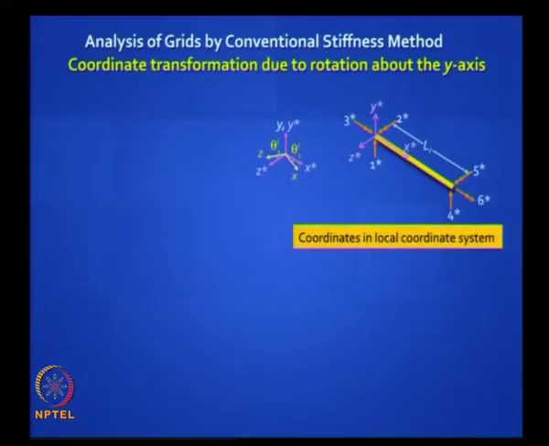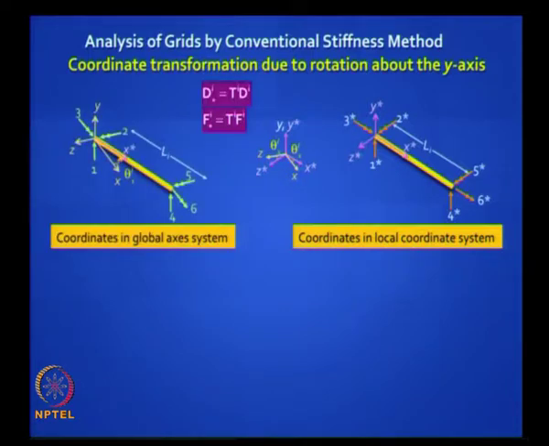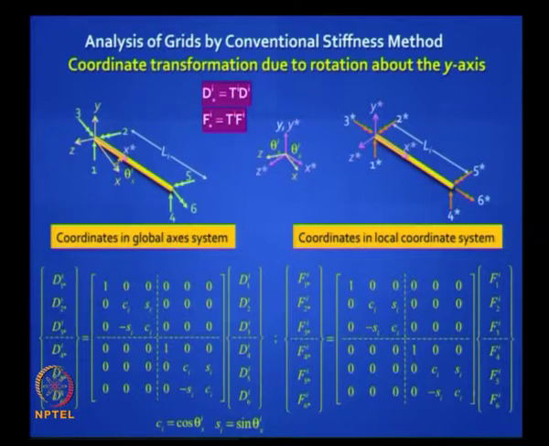So let us see how to deal with the lack of alignment between the local coordinates and global coordinates. You have a difference between x star and x, and it is easy to write down because we have done this earlier in the case of a truss. It is a similar kind of rotation we are doing, except that now we are doing it in the horizontal plane.